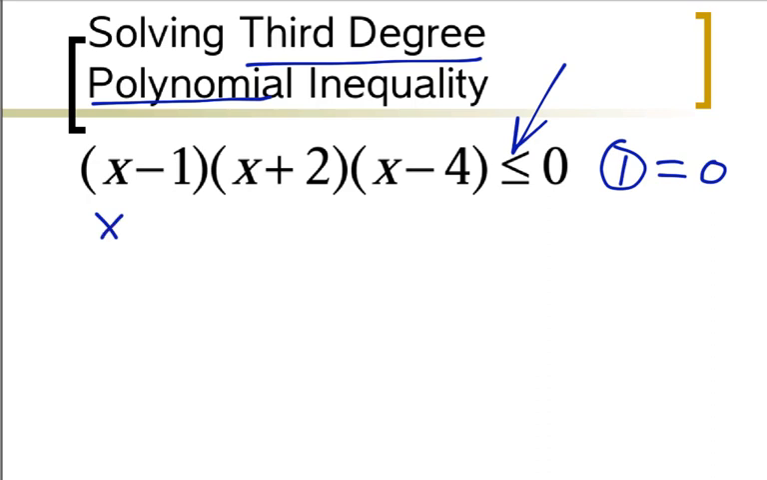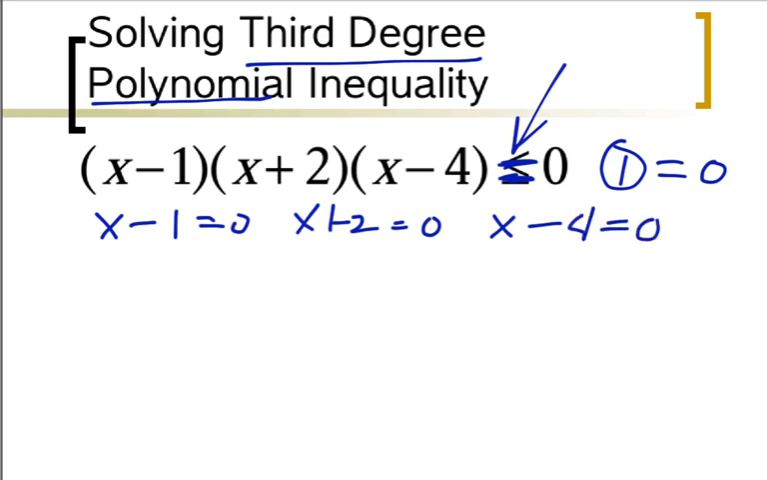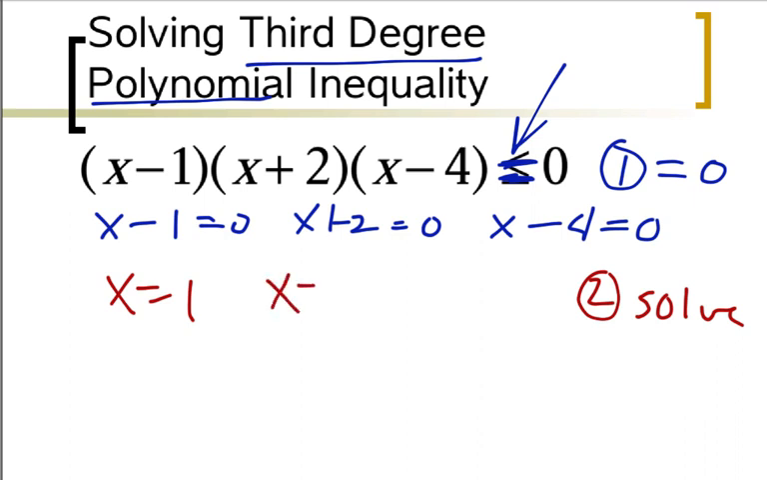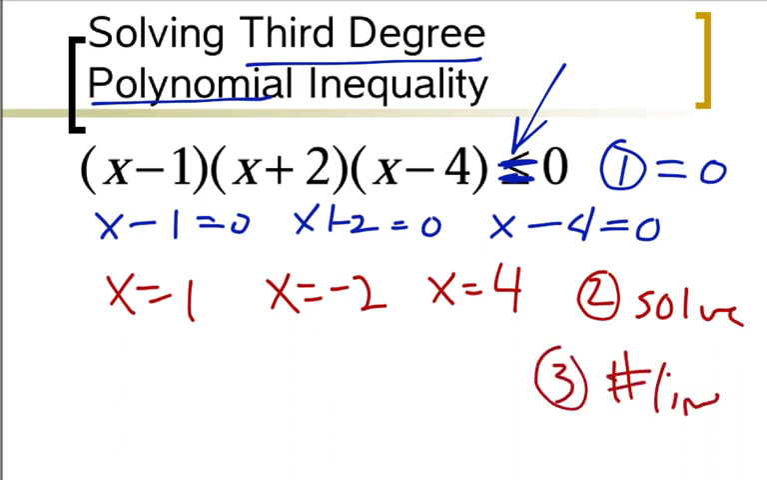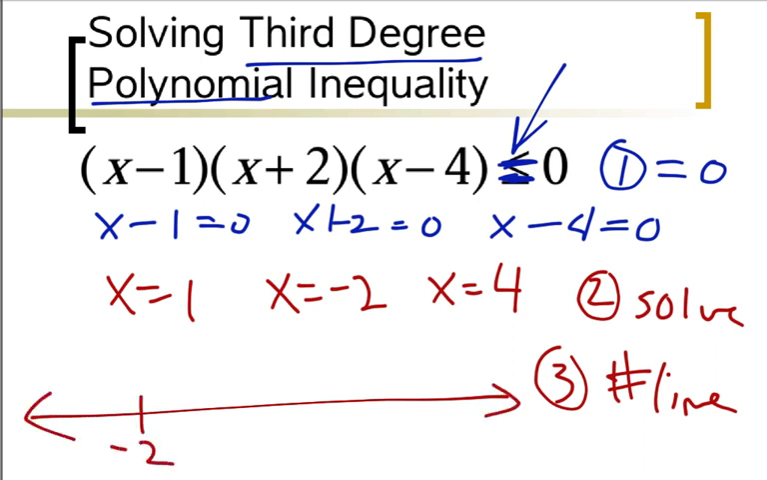And so I'll get x, well, I'll just write it right here. If I said it was equal to 0, I would just write x minus 1 equals 0, x plus 2 equals 0, and x minus 4 equals 0. Okay, so because they're all multiplied, that's the zero product property, which means my step 2 to solve, I would get x equals 1, x equals negative 2, and x equals 4. Now these are my test points. So my third step is to write your number line with your test points on it. So I draw my number line. My test points are negative 2, 1, and 4.